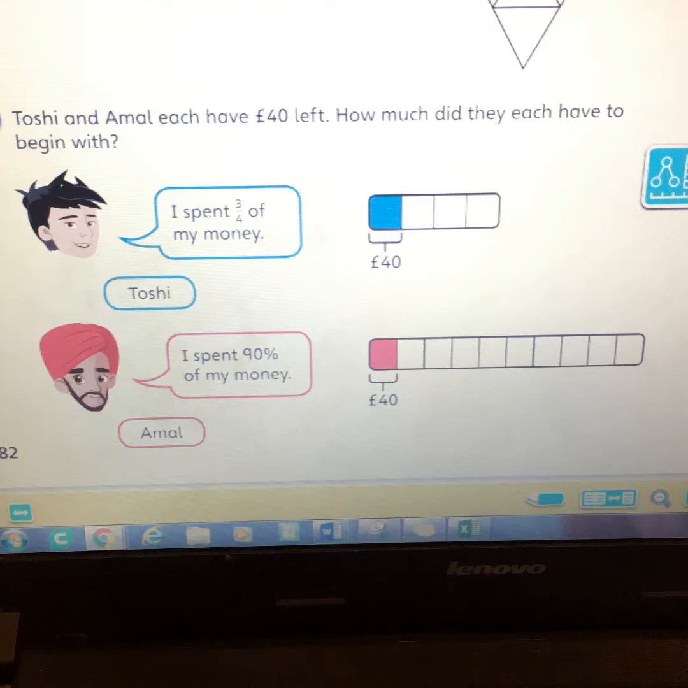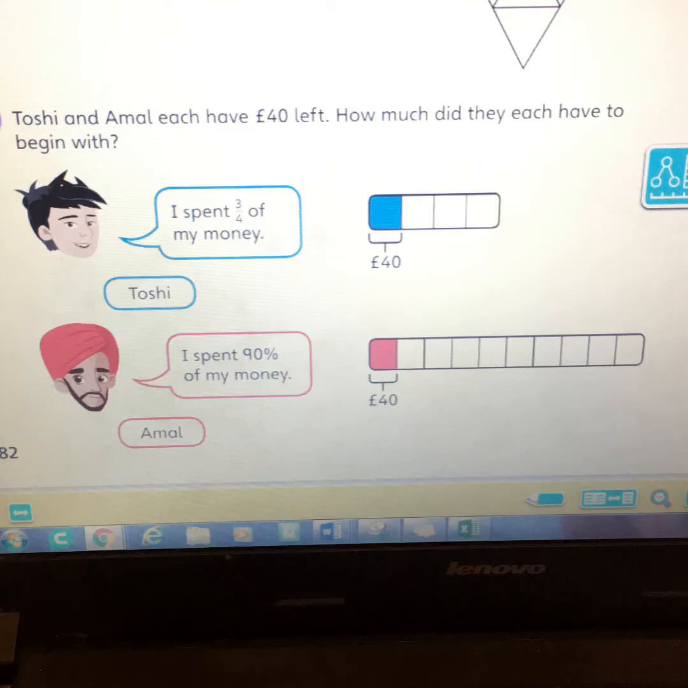Okay, this one is pretty much what we were doing yesterday, so I think we should be okay with this one. So Toshi and Amal each have £40 left. How much do they have to begin with? So if we look at Tosh's, you can see that he spent 3/4 of his money. So he's left with 1/4, which is £40. And they've drawn a bar model in blue for you. So hopefully you can work out what the whole would be. How much do they have to begin with?